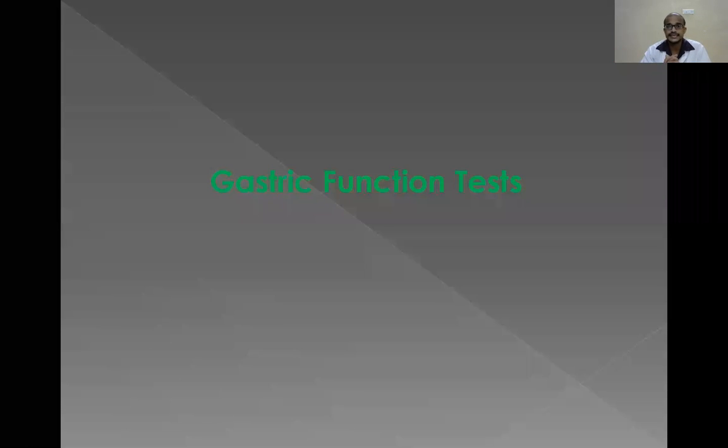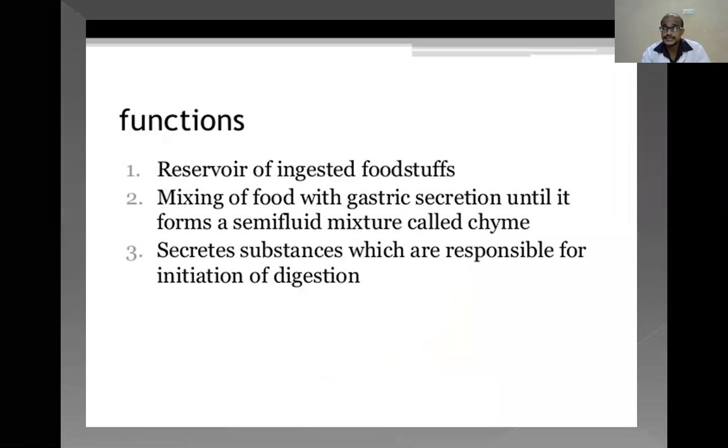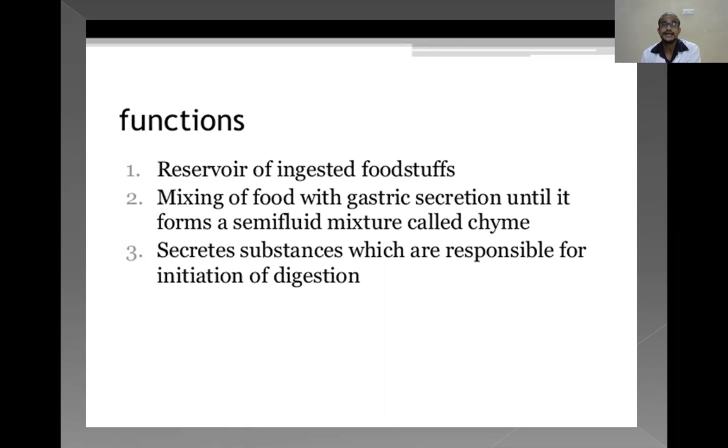Coming to the gastric function test. So we know the normal anatomy of the stomach. Okay, after the esophagus, we have the stomach. We have the fundus, body, and the pylorus, and it is connected to the duodenum. And coming to the functions, first, a reservoir of ingested food. The food that is taken will remain in the stomach for some time for being digested and absorbed, for moving into the intestine. So it acts as a reservoir of the ingested foodstuff.